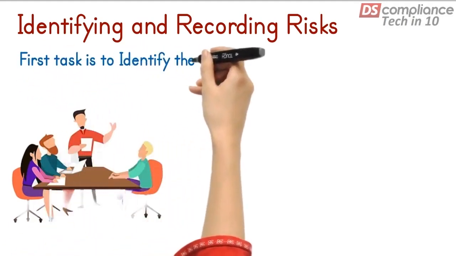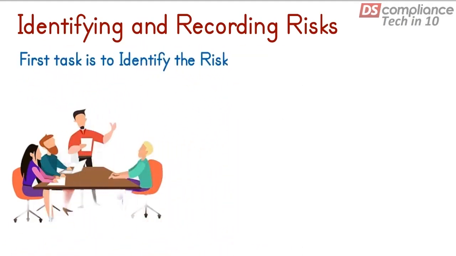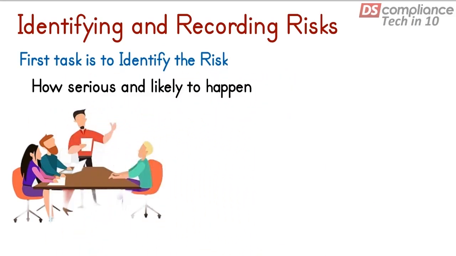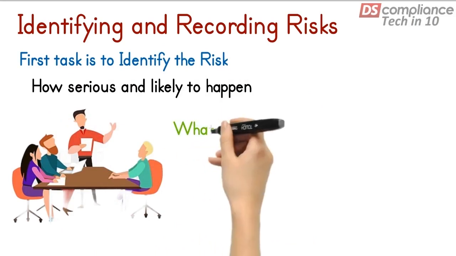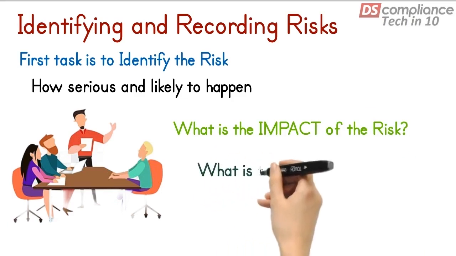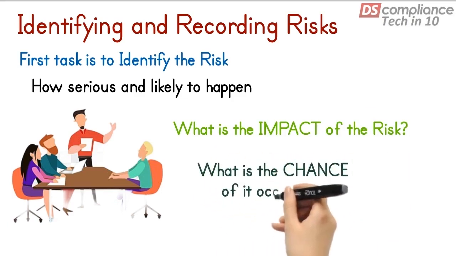So first you identify a risk, and then you need to do two things: determine how serious it is and how likely it is to happen. For that, you can use a simple and effective system involving two factors. Firstly, assess the impact of the risk. In other words, how seriously can it affect your business if it happens? Secondly, what is the likelihood or chance of it actually happening?